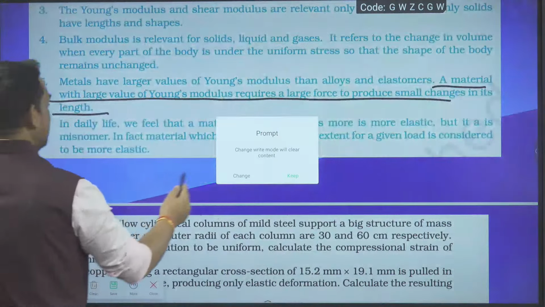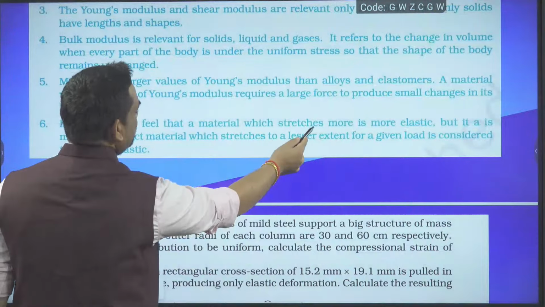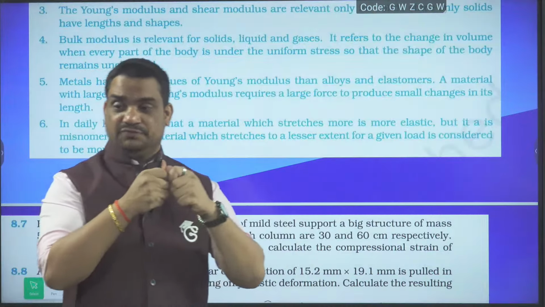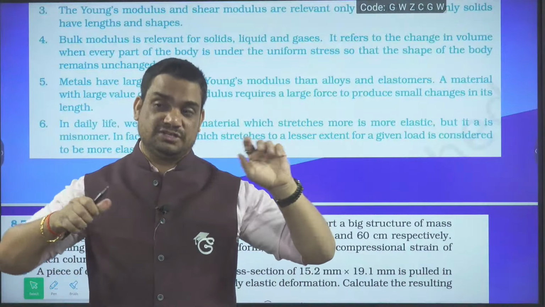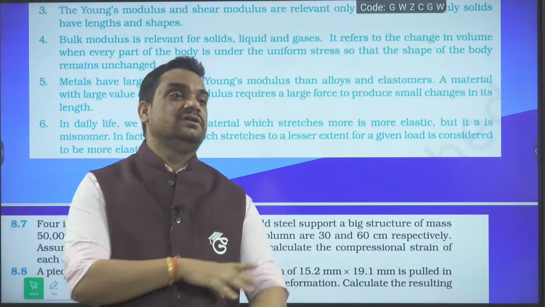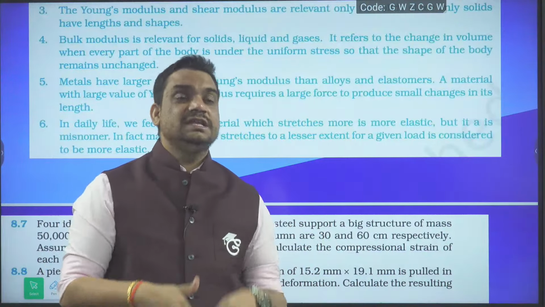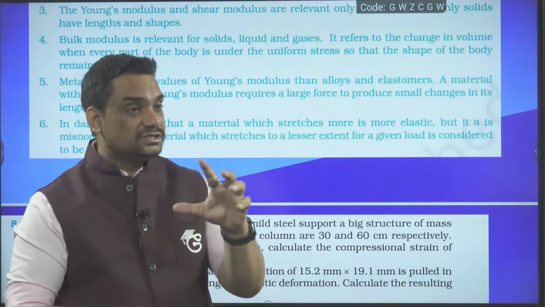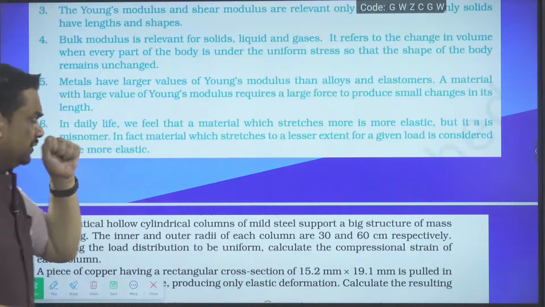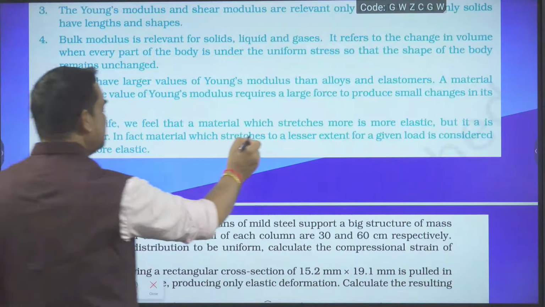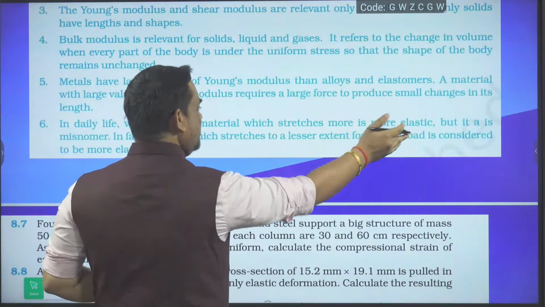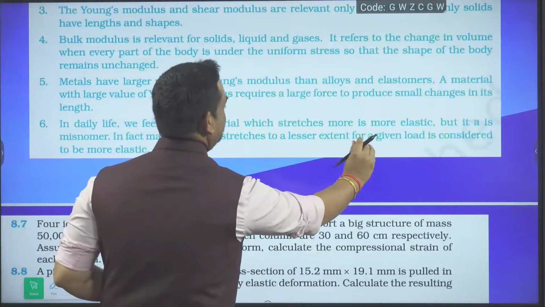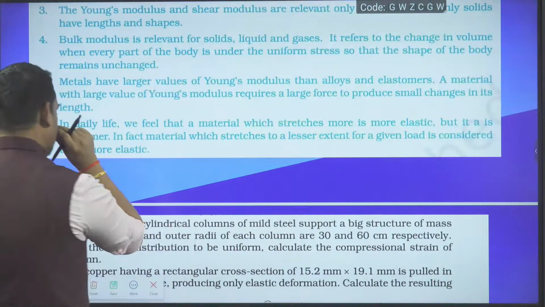In daily life, we feel that a material which stretches more is more elastic. Like rubber: we feel rubber stretches more, so it is more elastic. The truth is, rubber is not more elastic. Steel and rubber, you already know this question: which one is more elastic? Steel is more elastic. So we feel that a material which stretches more is more elastic, but it is a misnomer. In fact, a material which stretches to a lesser extent for a given load is considered to be more elastic.